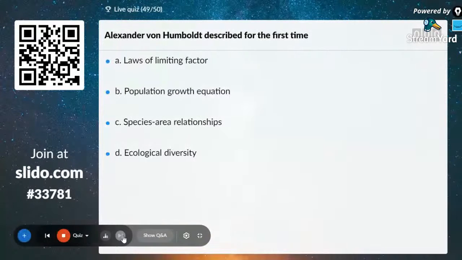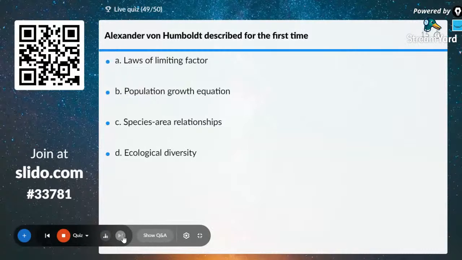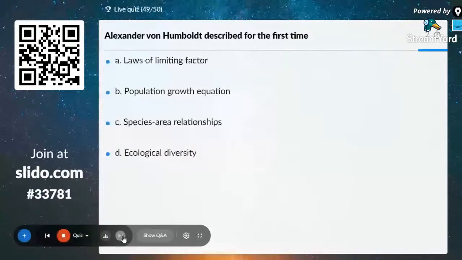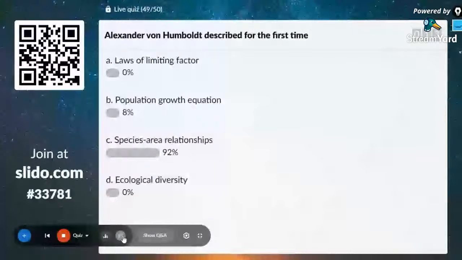Alexander von Humboldt described for the first time law of limiting factor, population growth equation, species area relationship, ecological diversity. It is species area relationship. Last and the final question on the screen.